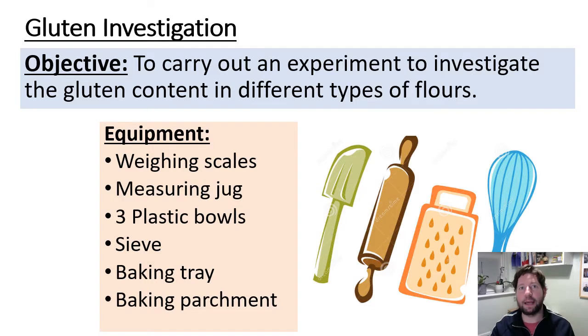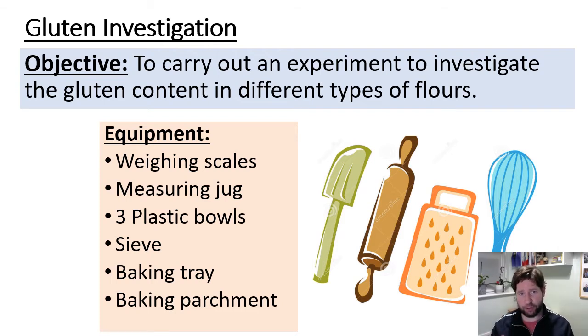So I've added a clip that shows me doing this gluten experiment, to show 3 different types of flour: your strong flour, your plain flour, and your self-raising flour, to show how much gluten is within each of those flours. Which one has the highest? The highest amount of gluten surely should be the one that is best for the flour. So the objective is to carry out an experiment to investigate the gluten content in different types of flours.